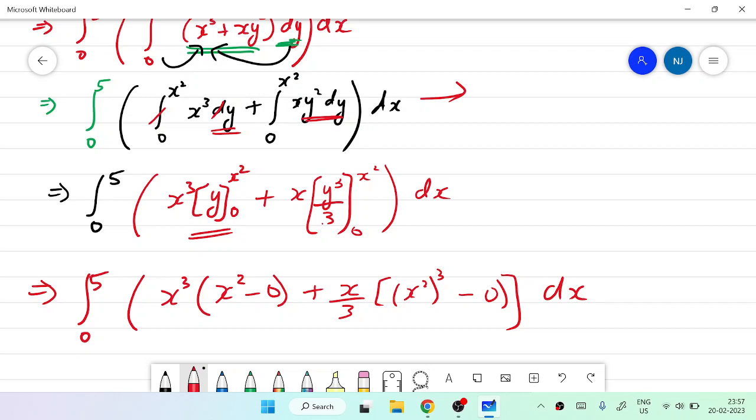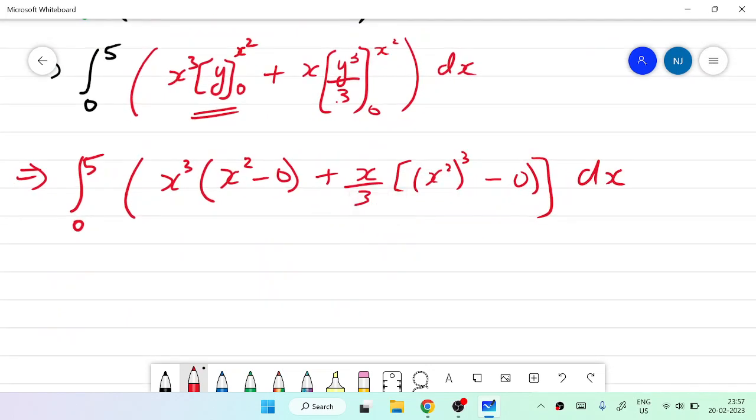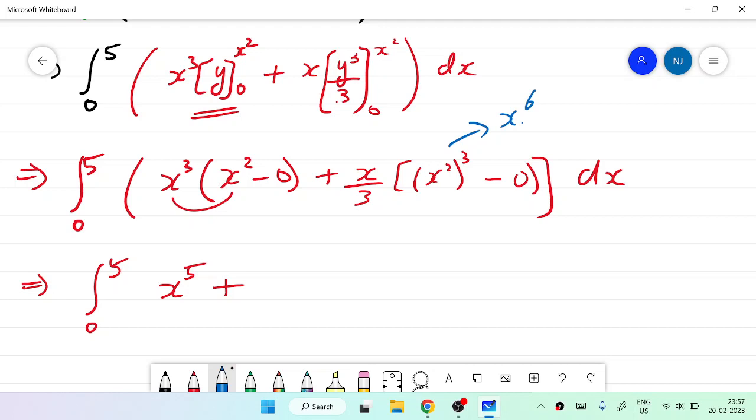Understood? Then I'm going to keep this 0 to 5. Then bring this inside. It will be x power 5, plus x square power 3, which is x power 6. Then we have another x term, so x into x power 6 will give you x power 7 divided by 3, into dx. Then you have to integrate again.